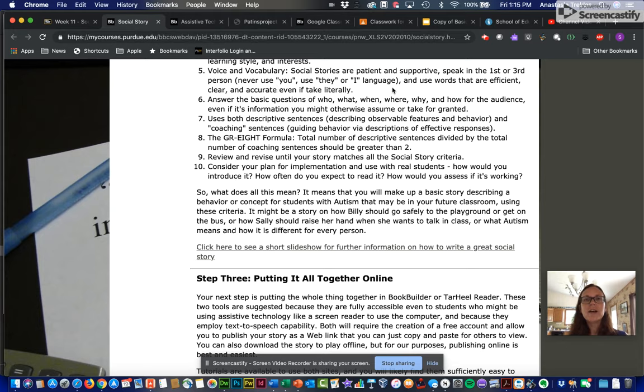Again, try to stay away from the third person. You could try first person if you'd like, I am, but typically we want to stay with third person.